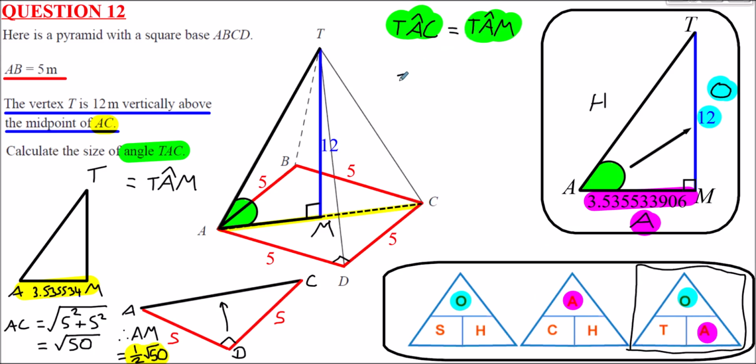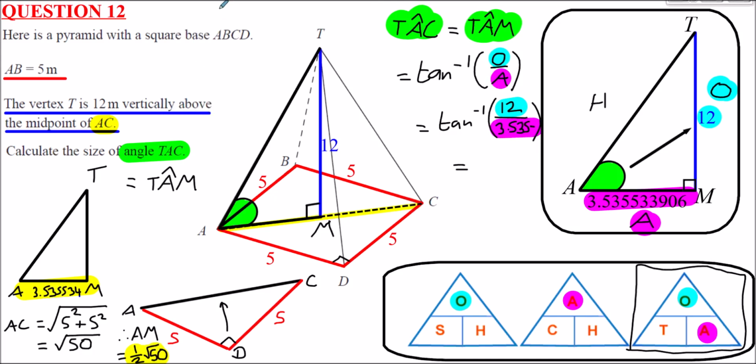So TAM will be tan -1 opposite over adjacent. So what is the opposite side? Well, the opposite side is 12. The adjacent side is 3.535, and so on and so on. So all I'm doing here is plugging in that the opposite is 12 and the adjacent side, relative to the angle we're trying to find, is 3.535 and so on and so forth.